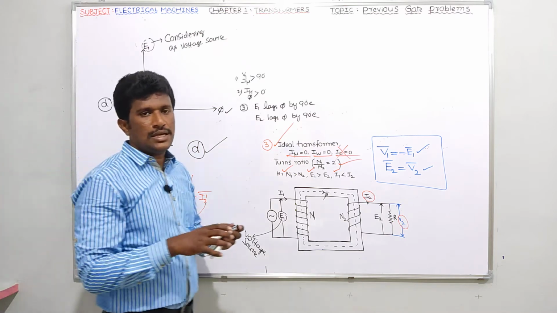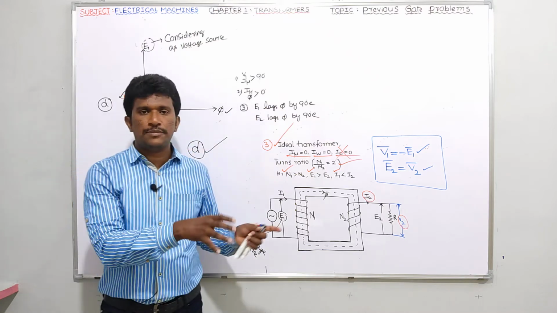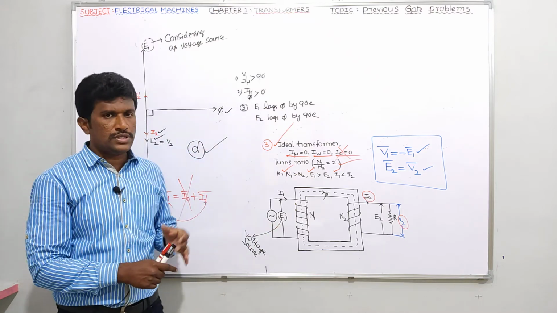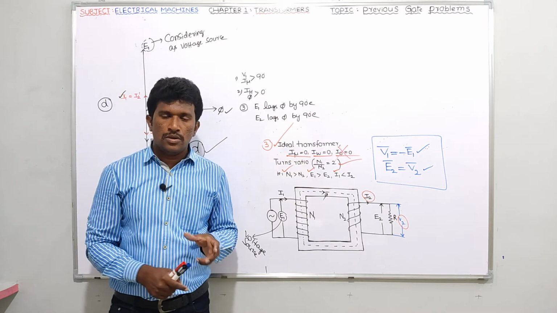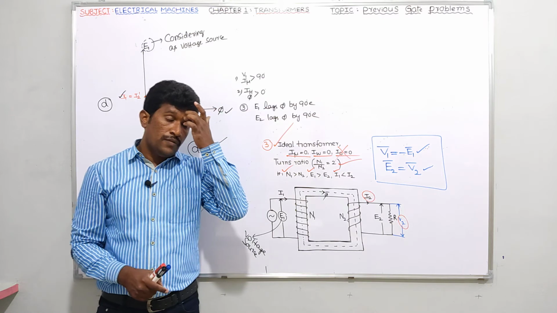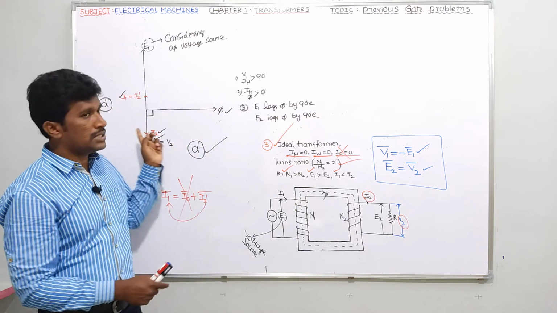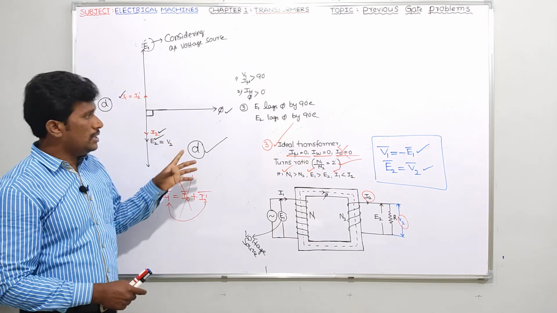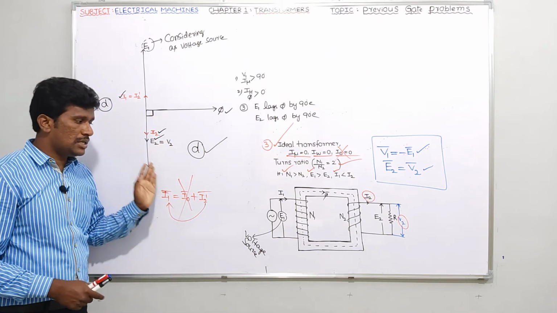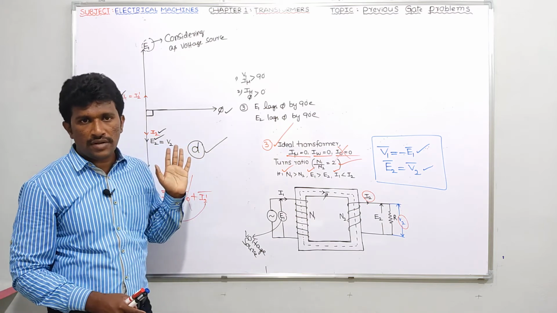Don't get confused by seeing some other options. Some institutes give other options. Don't get confused, because in the PS Bhimrao textbook, our reference is always textbooks, not institute materials. On the back side he has clearly given option D as the right option for this question. So option D is the right answer by considering E1 as a voltage source. Is it clear, everybody?